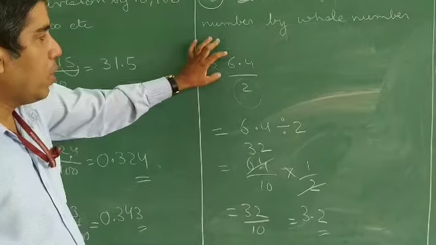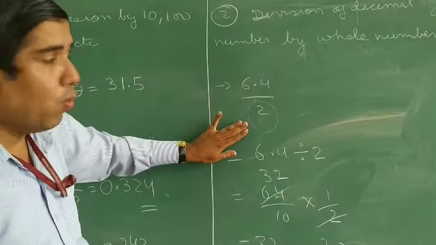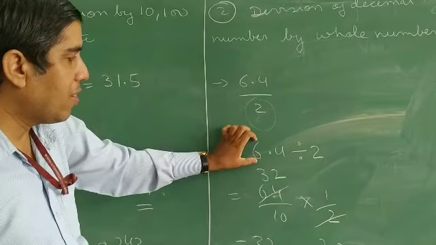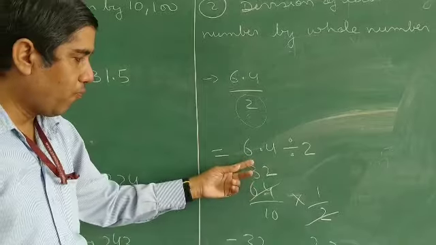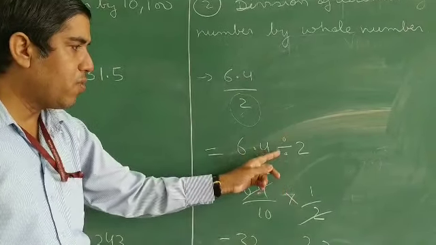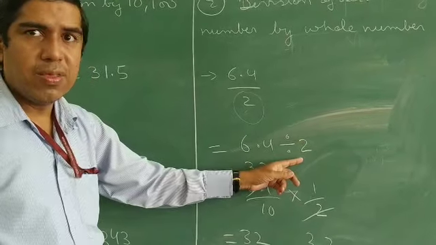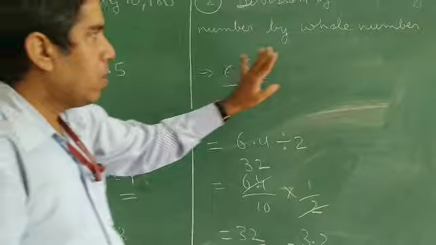Here I am doing a decimal by a whole number. You can see this is a decimal number and this is a whole number. First we will convert it into fraction form and then we will do simplification and division. We will take the reciprocal of the second number. You can see it is clear to you. Now come to the third type.